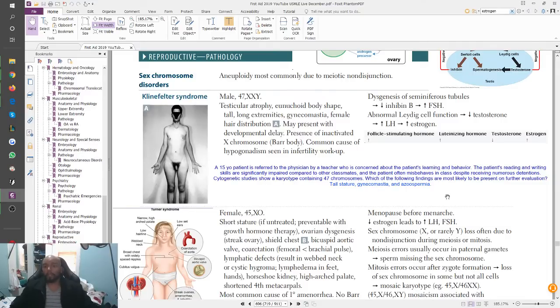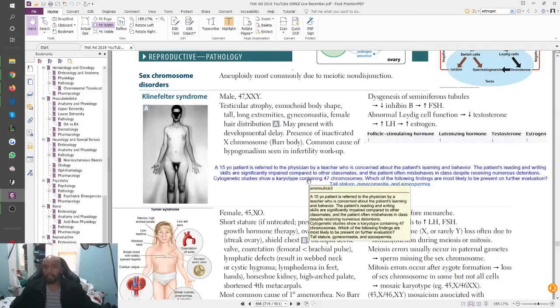Which of the following findings are most likely to be present on further evaluation? So in this question, what they did is they really tried not to bring in the whole aspect of reproductive into it, and rather bring in the behavioral aspect of being 47XXY. And you can see in First Aid, for example, they don't necessarily talk much about the behavioral aspect of being 47XXY. So this question basically shows you the behavioral aspect that you can see in a patient that might be 47XXY.